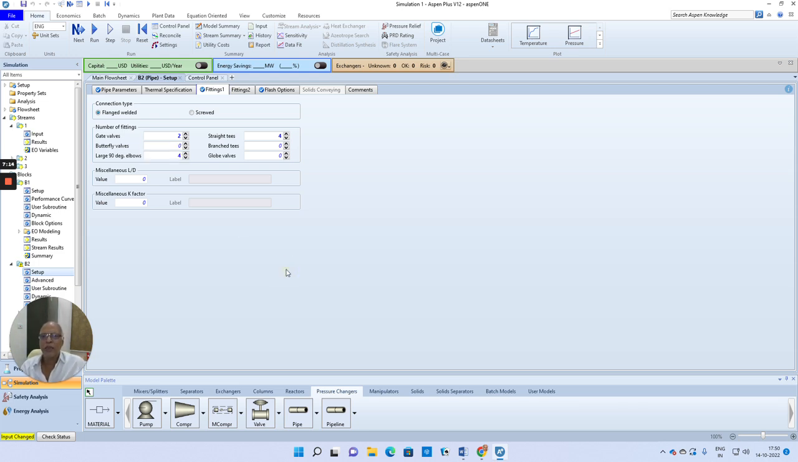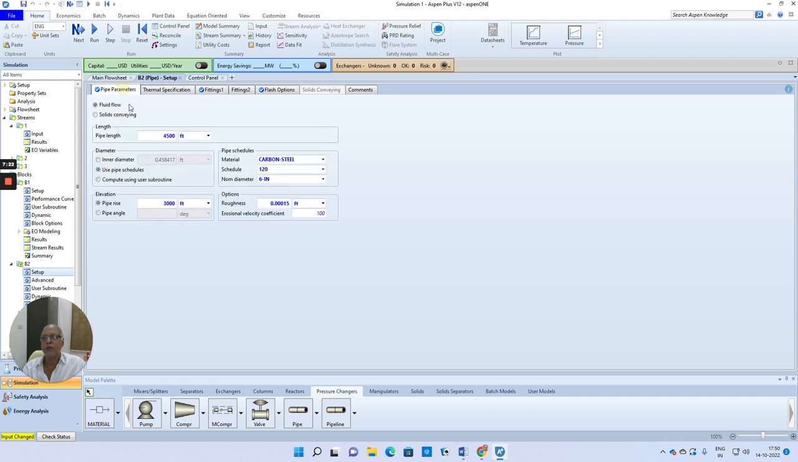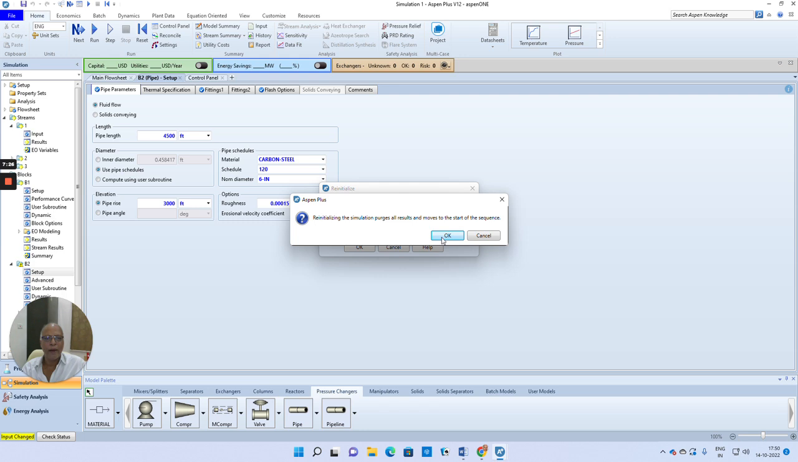So if you have other things, you can also add. In fact, some more fittings are also available here. If there is an enlargement or contraction, that can also be considered. Right? We reset the simulation and run it again.